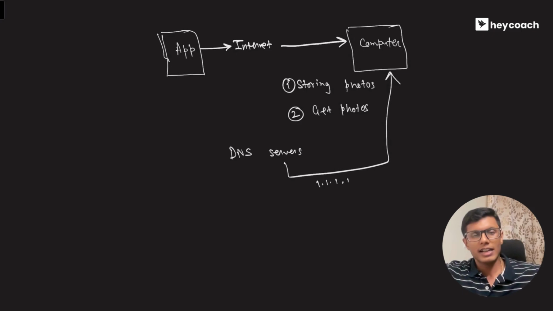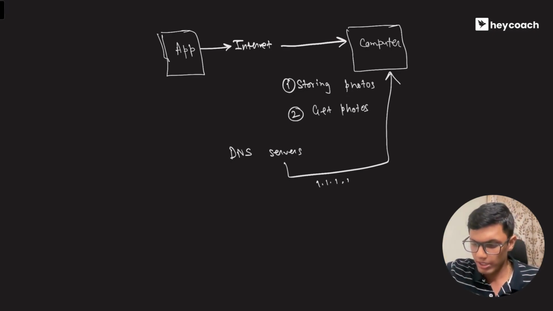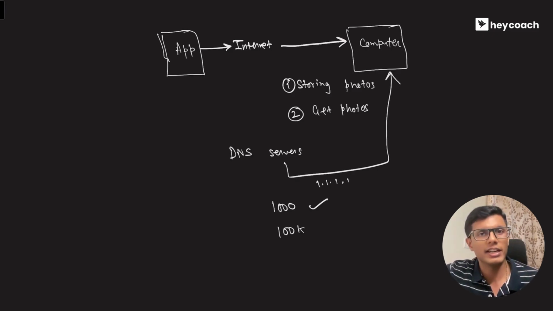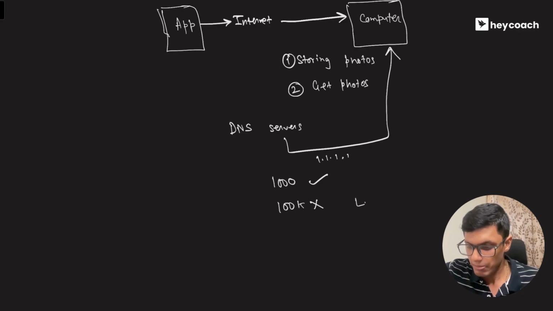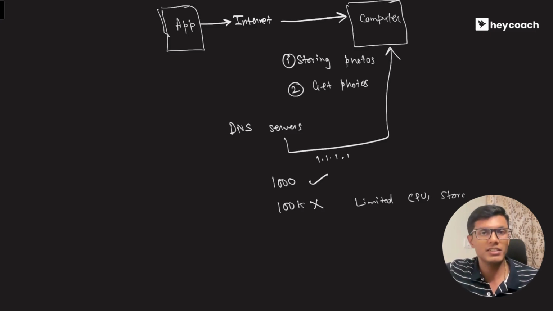And all of a sudden I see that my application is getting very popular and it is getting too much traffic. So will my system be able to handle, let's say, 1,000 requests? Yes, we can. What about 100,000 requests? No, now things will start getting messy, right? We won't be able to handle 100,000 requests because my system has limited CPU, limited storage. So these things are limited, right?